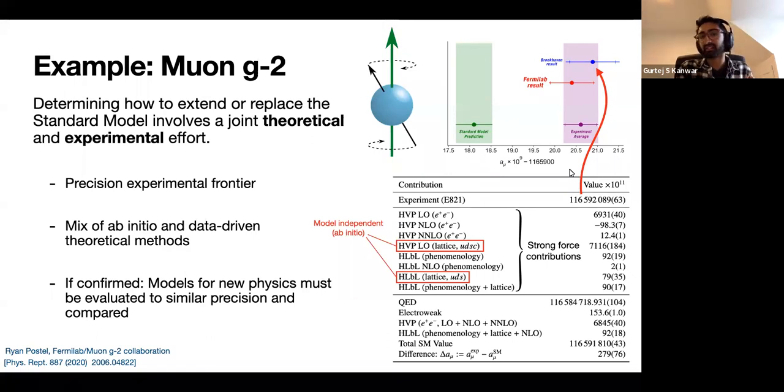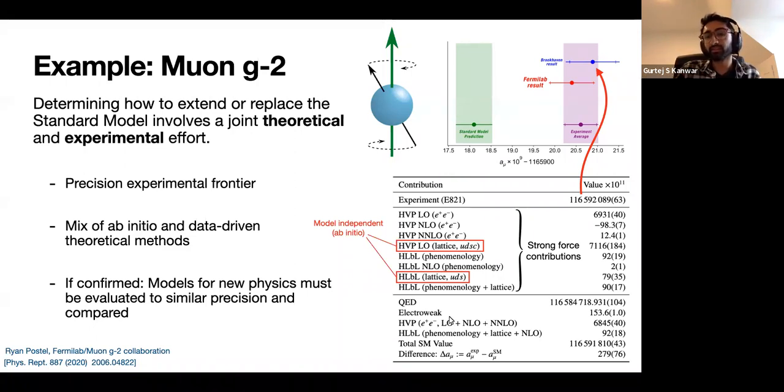And on the other hand, we can also predict this quantity very precisely, of course, from the standard model. And this involves QED calculations to very high order, electroweak corrections, and a large number of hadronic pieces, in particular, the hadronic vacuum polarization at several orders and the hadronic light-by-light scattering. So this is a 4-photon interaction with a hadronic blob in the center.